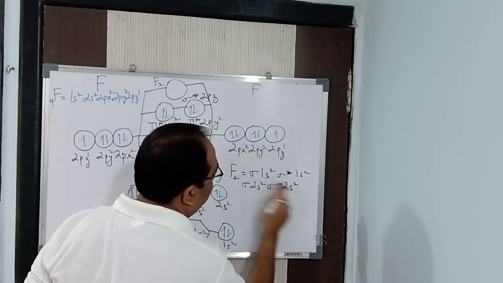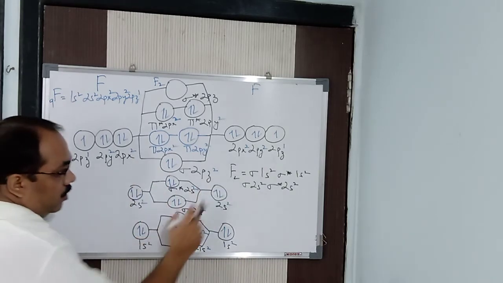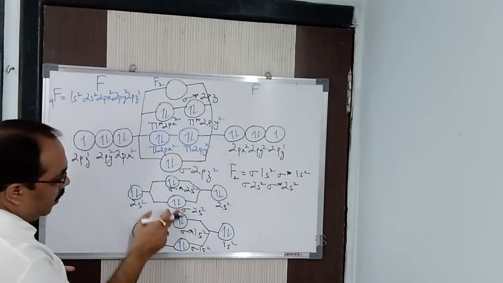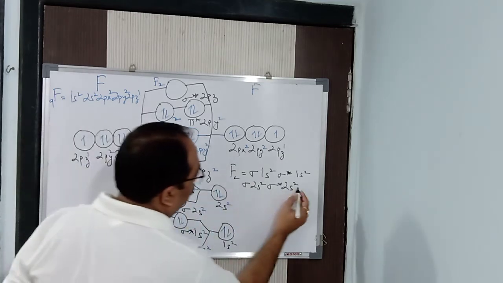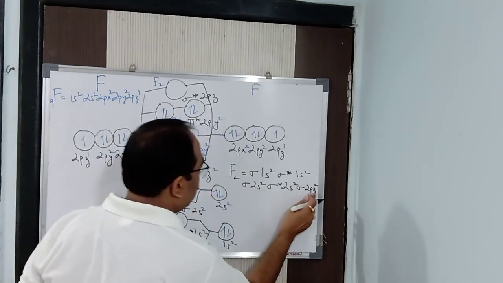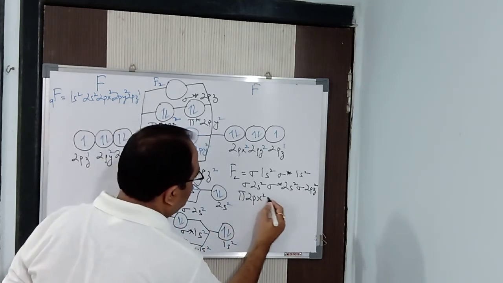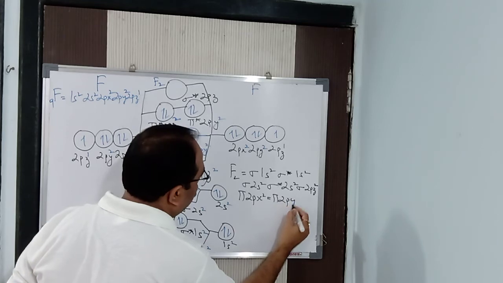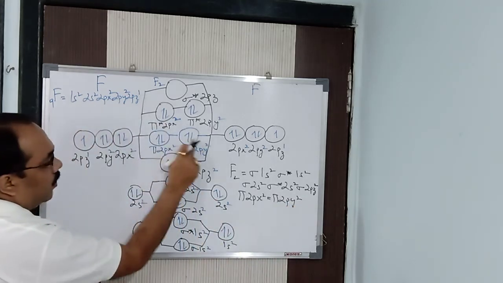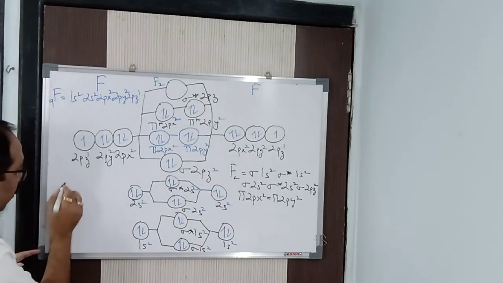You need to write in one line. Understood? I don't have the space there, so I am writing it this way, but you need to write in one line, straight. So sigma 2s2, sigma star 2s2, in this order only. Then sigma 2pz2. Then pi 2px2 is equal to pi 2py2. Why is equal to? Because they lie in the same energy level. Either you can write in this way, or you can write in this way.